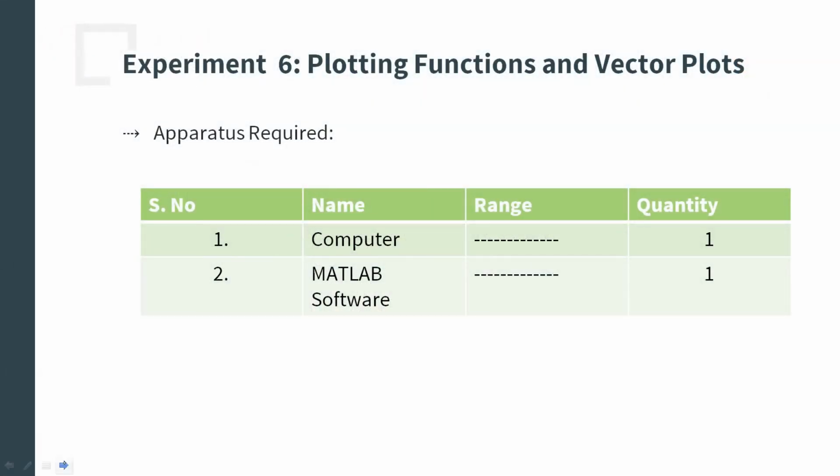So obviously the objective of this experiment will be plotting functions and vector plots. Okay. And the apparatus required, as I told you in all the experiments related to programming with MATLAB, we have two apparatus required, that is a computer and MATLAB software. The computer should have 4 GB RAM.